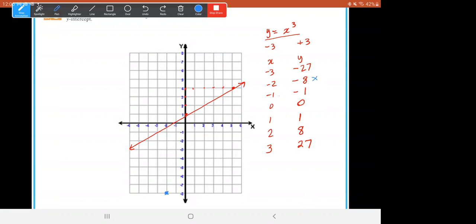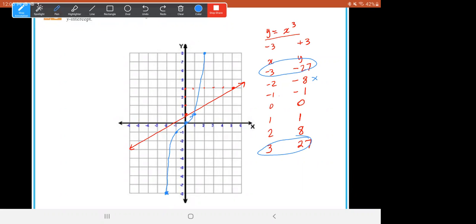-1, -1 would be right here. 0, 0 is here. 1, 1 is here. 2, 8 would be up here. All right, so I don't have space for this one or for this one. So we'd have to either have a bigger graph or change the scale. But based on what we have so far, I could show you that the graph should look something sort of like this. Okay, that would be how the graph would look for that.